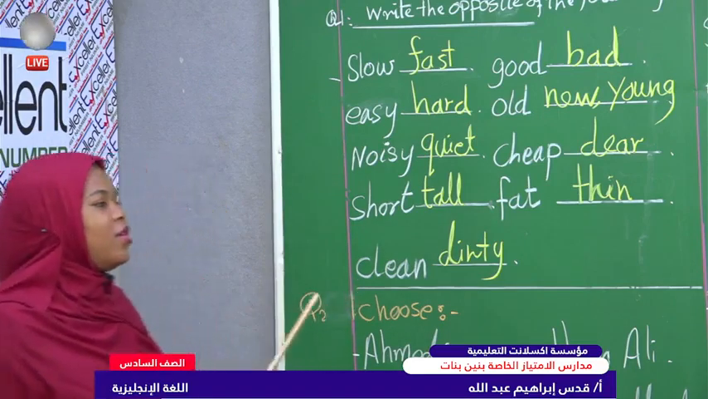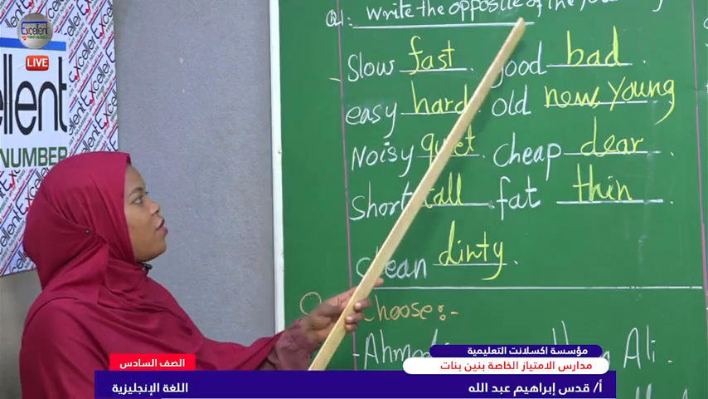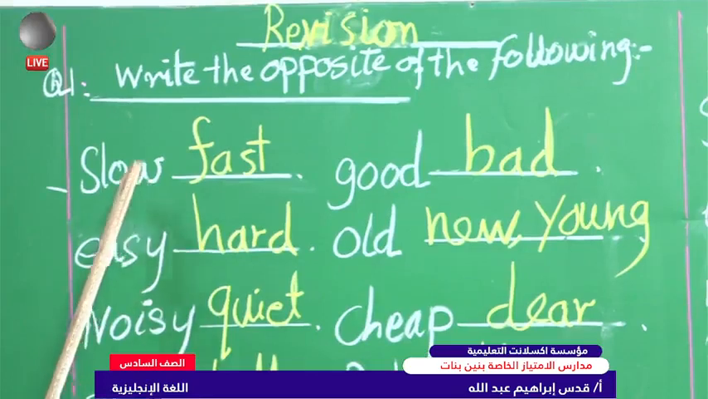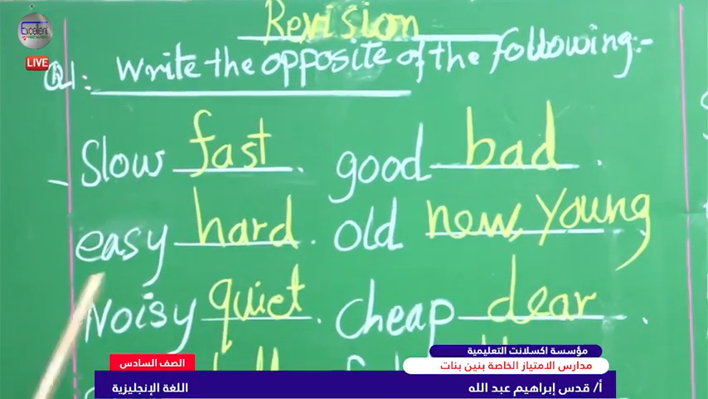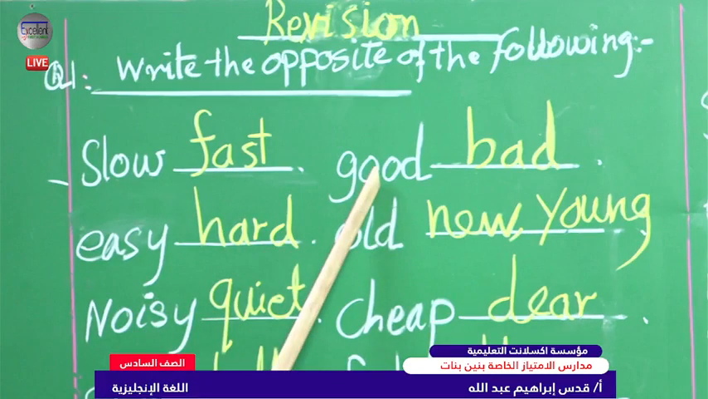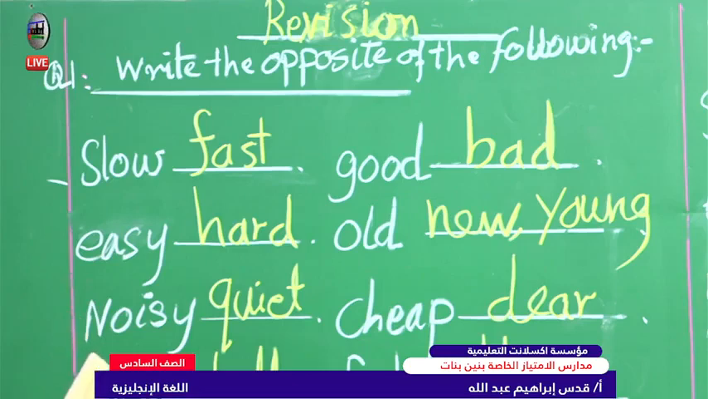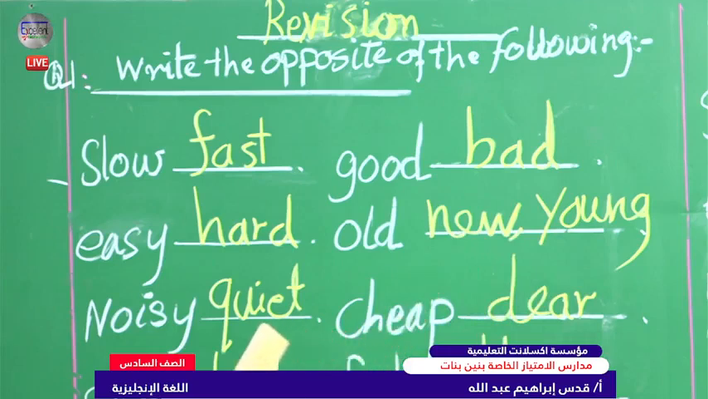So this is the first question for today. Write the opposite of the following. We have slow, بطيء. The opposite of it is fast. We have good. The opposite of it is bad. We have easy. The opposite of it is hard. We have old. The opposite of it, if you write new, it's right. And if you write young, it's also right.